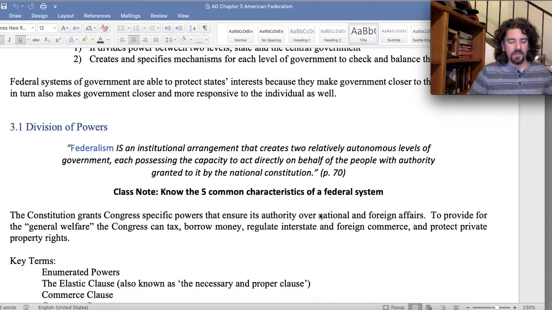But hopefully you've read this and you're already aware of it, right? So we have these 5 features that will be on our test. We should know it. The first one basically being that there's 2 levels, a national and a subnational level. Right, so we know that. We have the government in Washington, D.C., and then we have the government here in California and Sacramento, and every state has their own government, right?